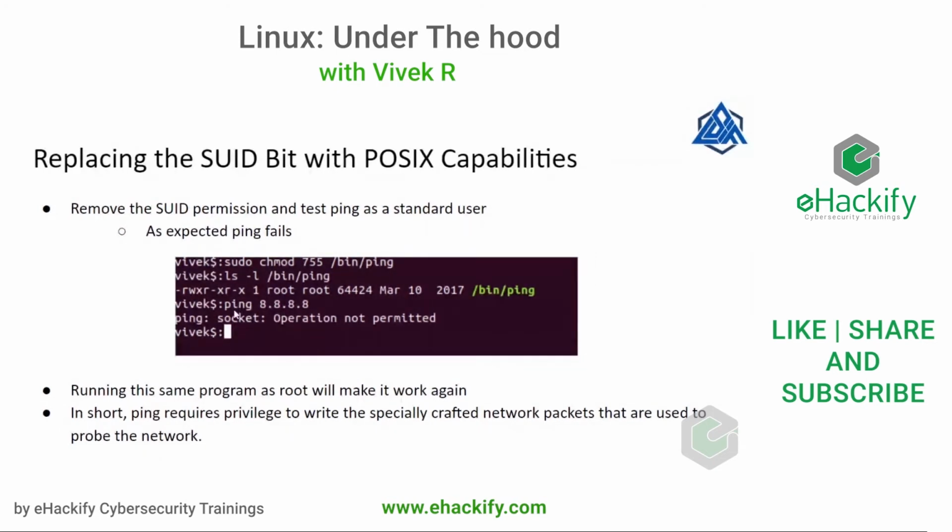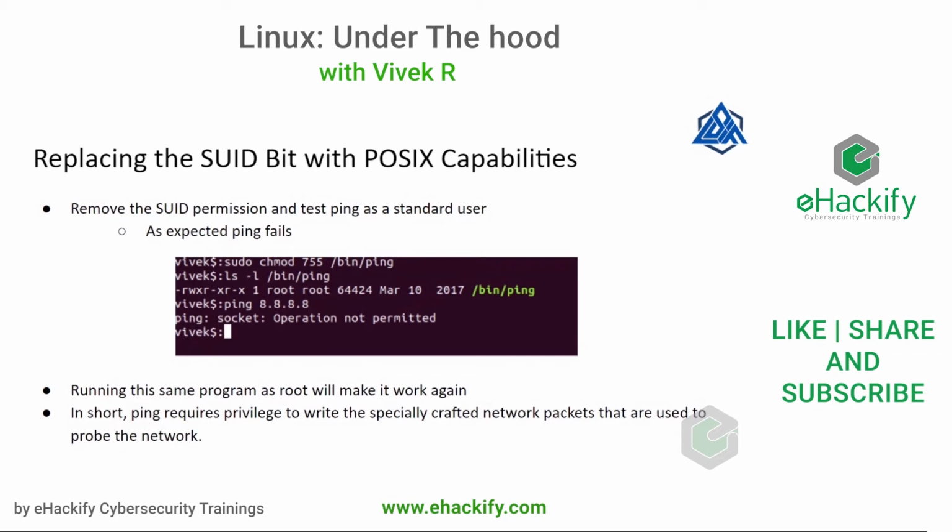I'm trying to ping google.com or another IP, and you can see the socket operation is not permitted. Surprisingly, when we run sudo ping 8.8.8.8, it will work, because now it has root privilege. Previously it had the elevated privilege, now it doesn't have that elevated privilege, and ping fails.